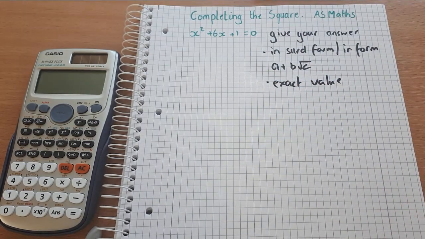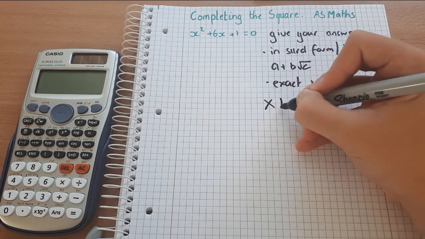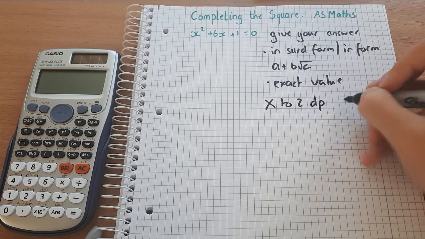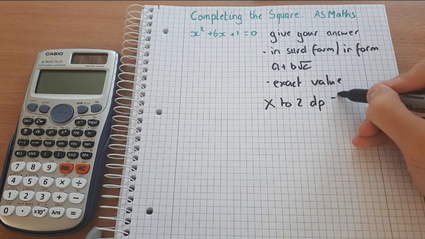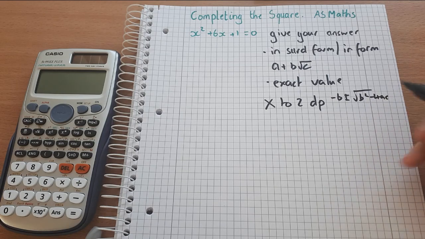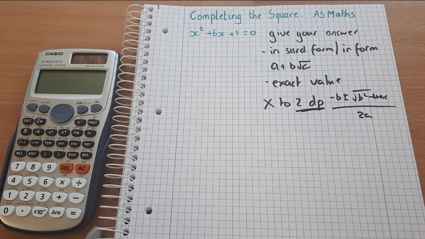So those are the two methods. If it was to two decimal places, you could use the formula, minus b plus or minus the square root of b squared minus 4ac, all over 2a. That's to two decimal places. But yes, we are going to be completing the square.